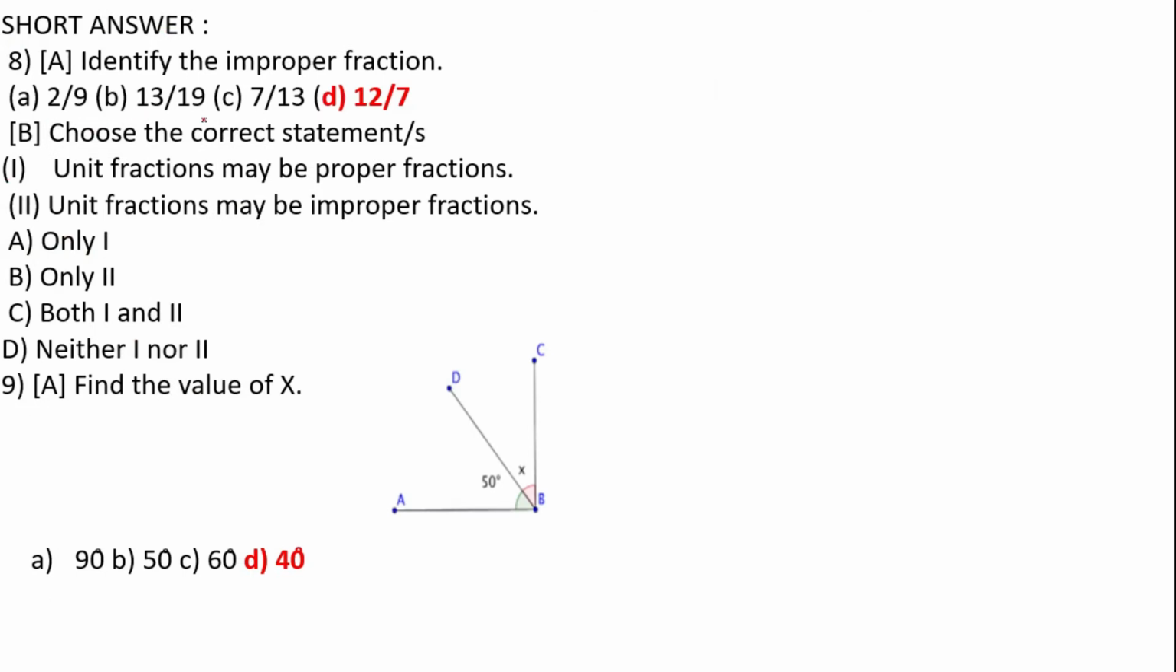Identify the improper fraction. In an improper fraction the numerator is greater than the denominator. In the first case it is a proper fraction, this one also proper fraction, this one also, but here the numerator is 12, denominator is 7. So numerator is greater than the denominator, which is actually an improper fraction.